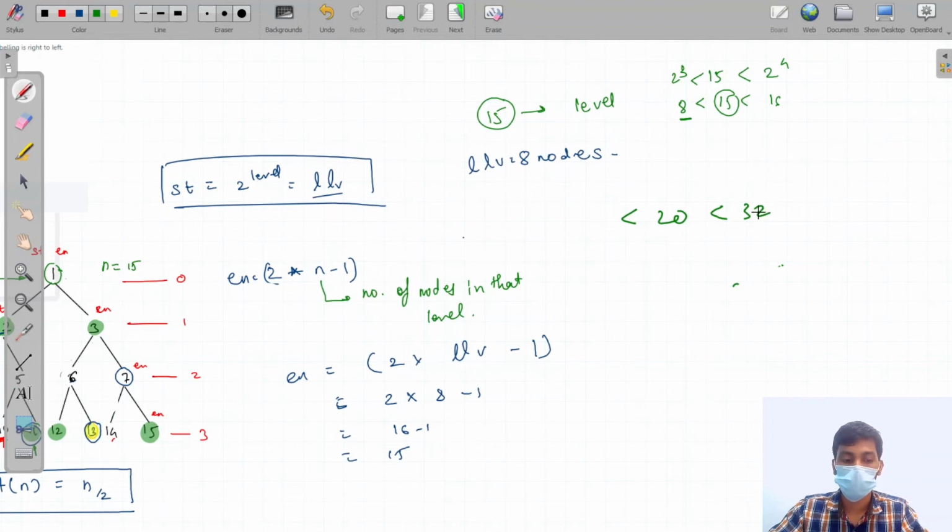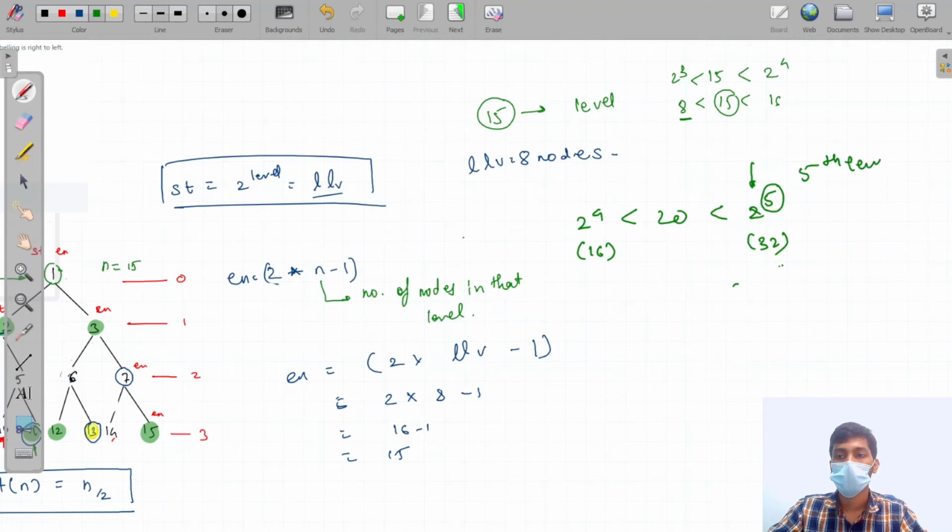Instead of writing this 32, we can write that as 2 raised to the power 5, and this value is just greater than 2 raised to the power 4. That is nothing but 16. And this is 32, right? So this tells me that 20 is not going to be included in this level. Which is this level? This level is the 5th level, right? But this can be included in which level? In the 4th level, right?